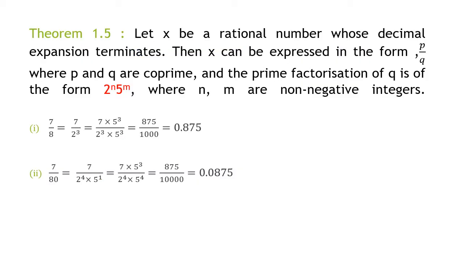The book has given the theorem and you already understood the theorem. So now only the explanation. Let x be a rational number whose decimal expansion terminates. So it is a rational number, so it is in which form? P by Q form, that we already know, where P and Q are co-prime, meaning there is nothing common between them. But because it terminates, when you do the prime factorization of Q, it will always come in the power of some combination of 2 and 5.